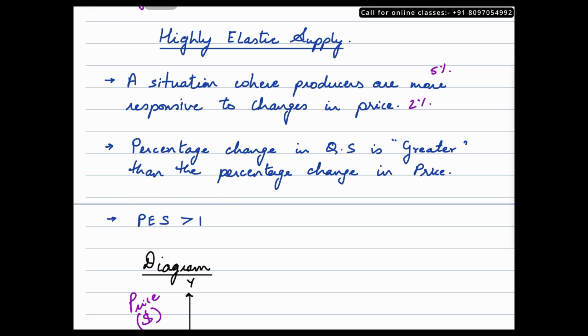If we remember, PED, highly elastic demand, was also greater than 1. The only difference between the two is obviously how the curve slopes, because the relationship between price and quantity supplied is positive. Alright, let's take a look at how elastic supply would be depicted on a graph.